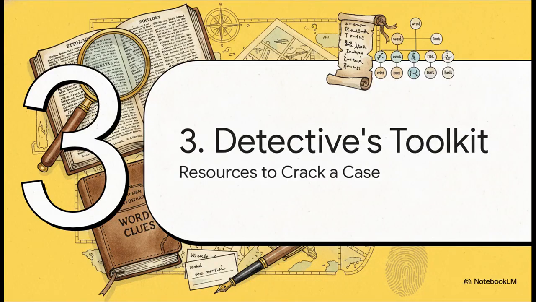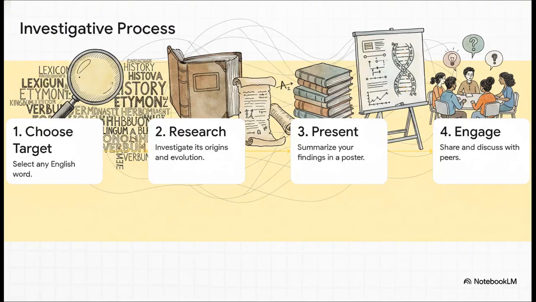Now, you can't be a detective without the right tools, right? You need your toolkit to crack the case. So let's go over the essential gear you're going to need for this investigation. Okay, so here's the process. Your step-by-step guide to cracking any word's code. First, you choose your target. Pick any word that makes you curious. Second, you consult the archives. That's where you do the real digging into its origins. Third, you build your case. You take everything you found and put it together. And finally, you share your intel. You post what you found and see what other detectives have discovered.